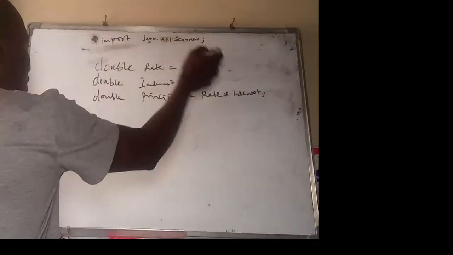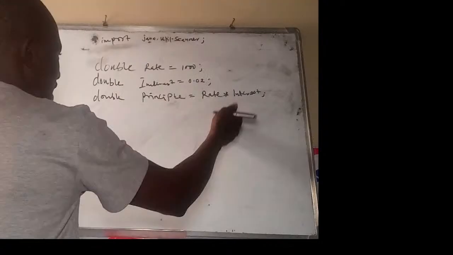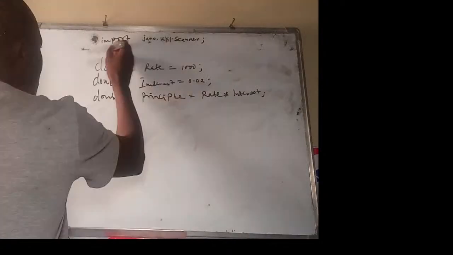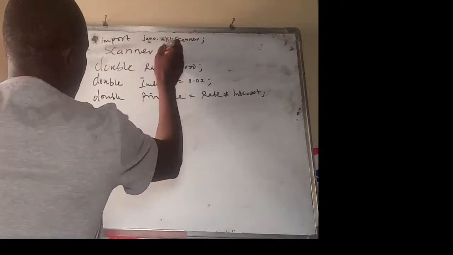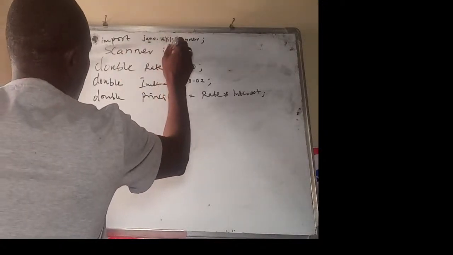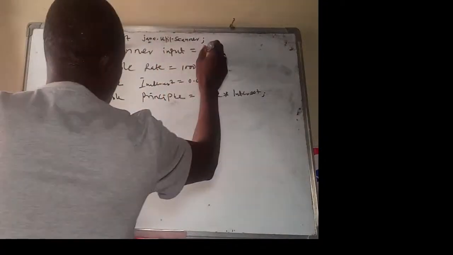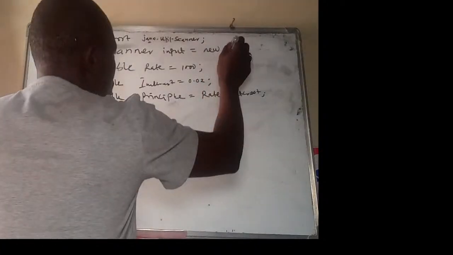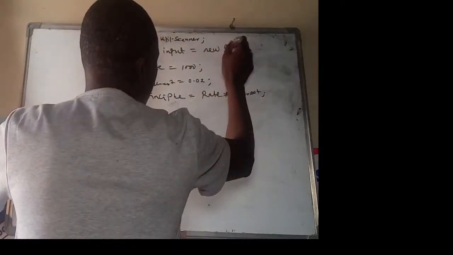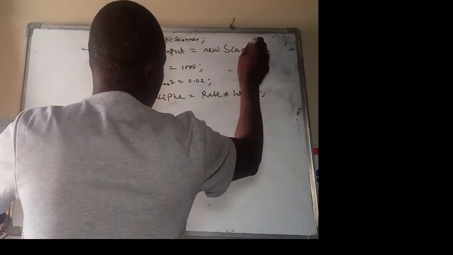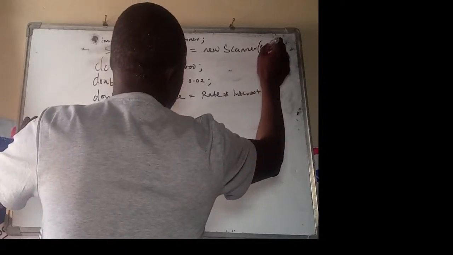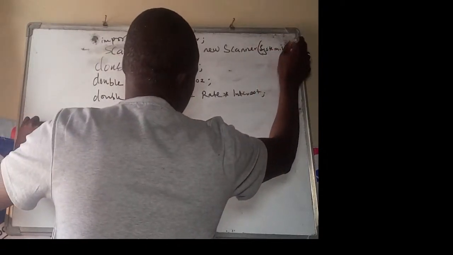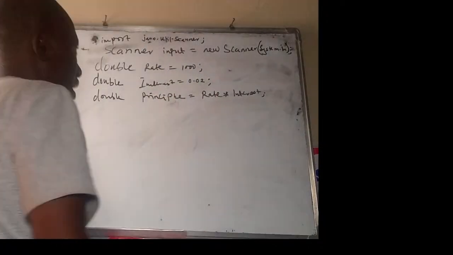Then coming to this, we have that object that we have created earlier, and the object is Scanner input is equals to new Scanner, inside a parenthesis we have System.in, right? We are done with this again.